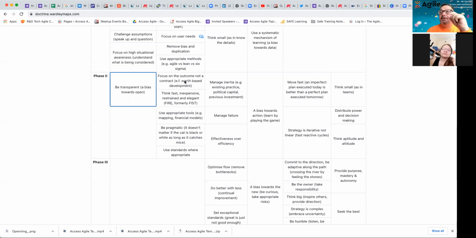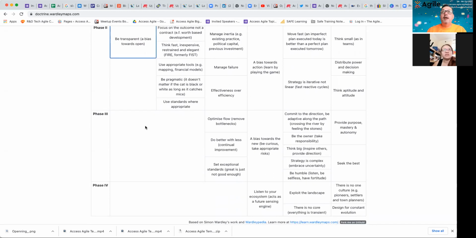Think small, as in teams. Distribute power and decision making, and think aptitude and attitude. Because we're all over the world, I'm also going to add one in there: think regional. It's far easier for a regional team in the same language to work together than someone in Lima trying to relate to someone in Singapore when they've got no working time together, or someone in the UK trying to work with someone in Australia. So we need to think small teams, we need to distribute, and we need a much more regional focus. Distributed, decentralized, small groups working together.